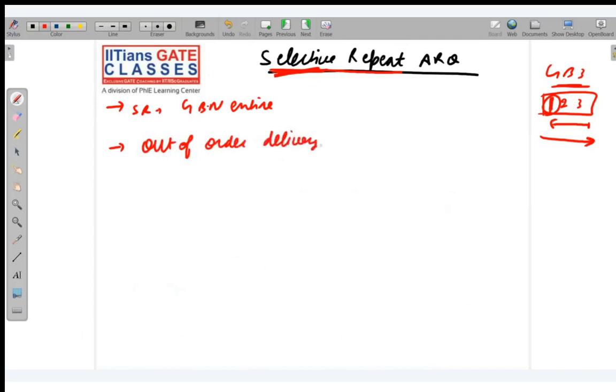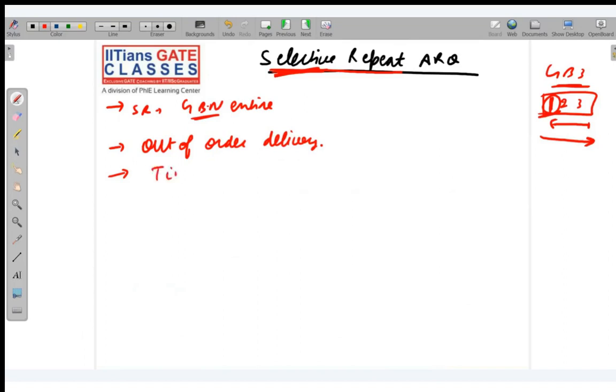Now in the first point, I have said that in SR only that frame will be retransmitted whose timer expires. So now I think you remember in Go-Back-N timer was maintained for only the first frame, but here we have to maintain timer for each and every frame in the window. So next point, write down: timer is maintained for each and every frame in the window at the sender side.